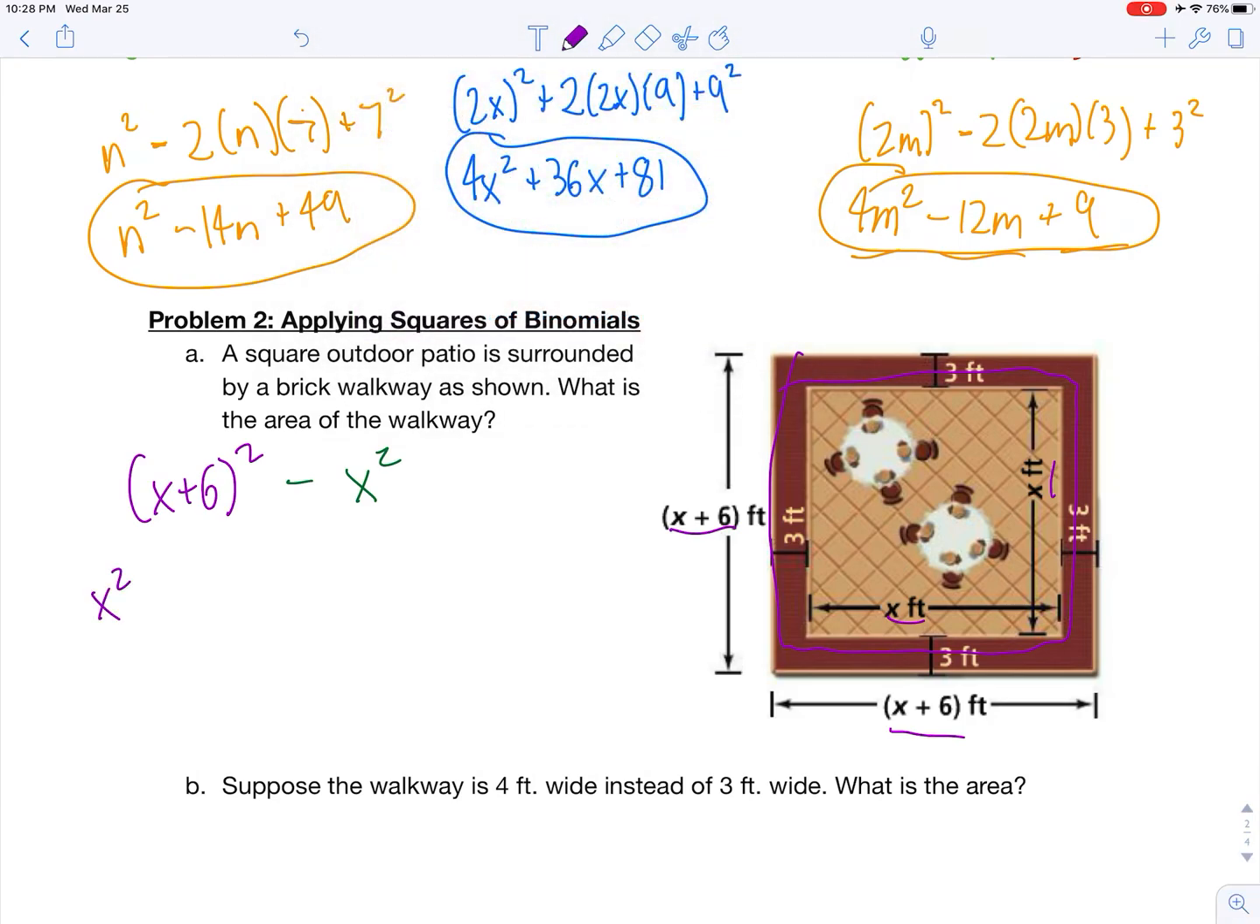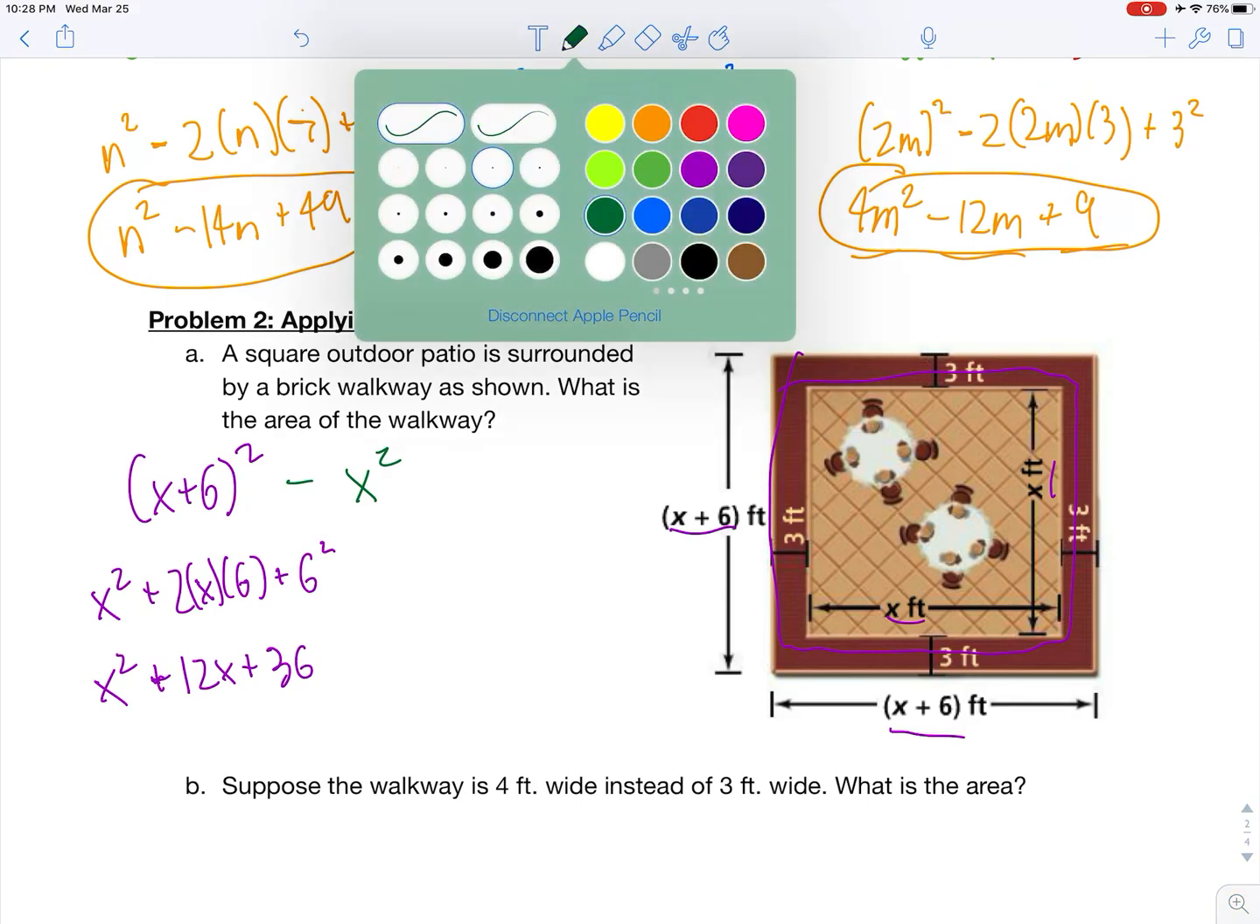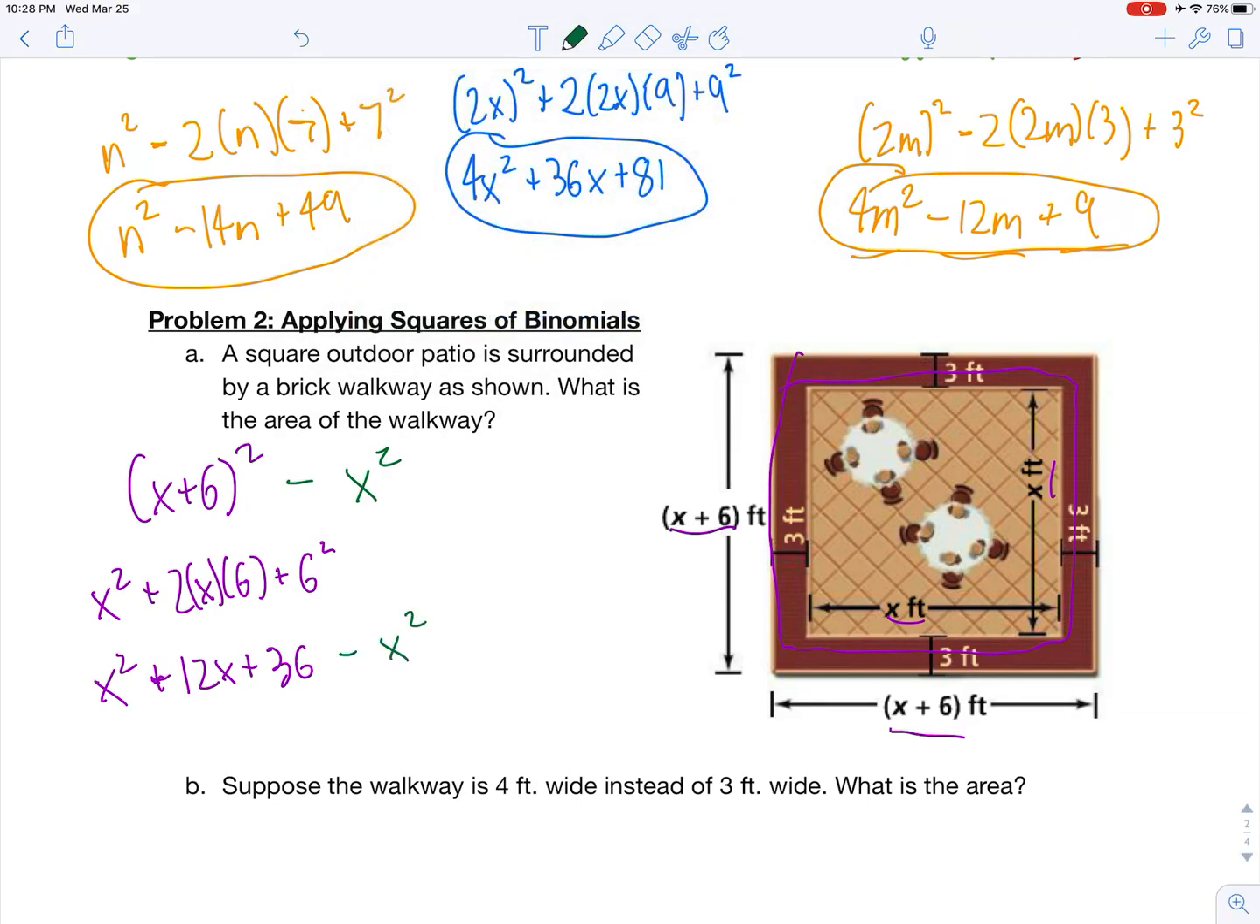So square the first term, twice the product of the first term and my second term, so 2 times x times 6, and then I square that second term, so that's 6 squared. So if I'm simplifying that down, x squared plus 12x plus 36. One difference on this question, remember since we're subtracting the area of that inside patio, I still need to take away x squared from this.